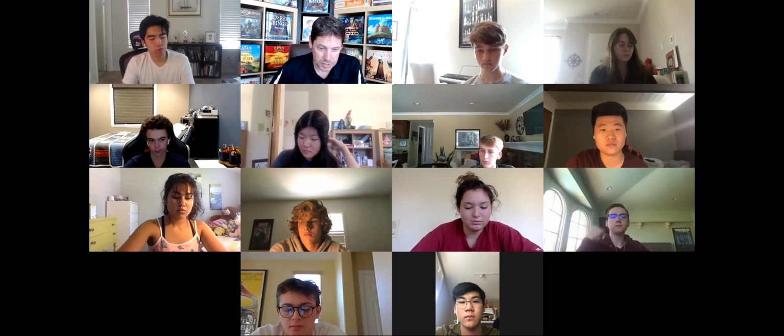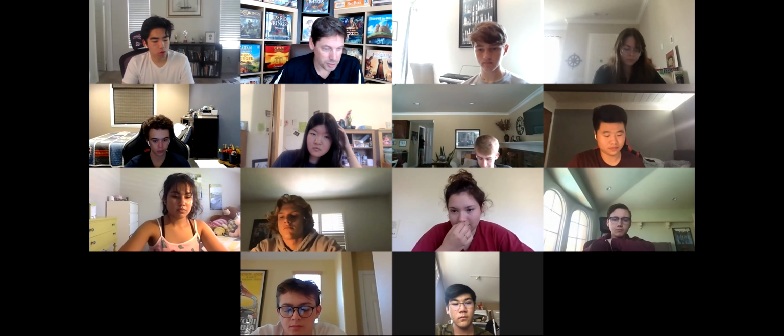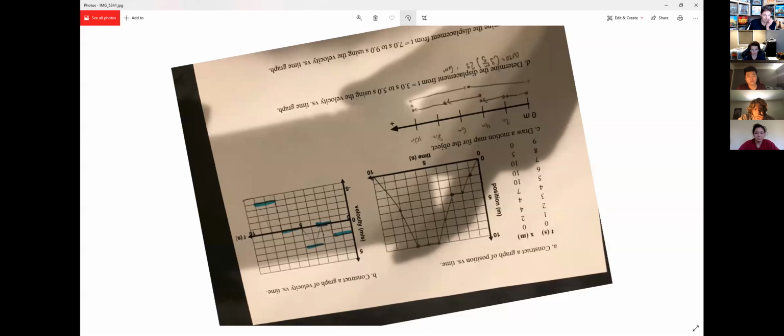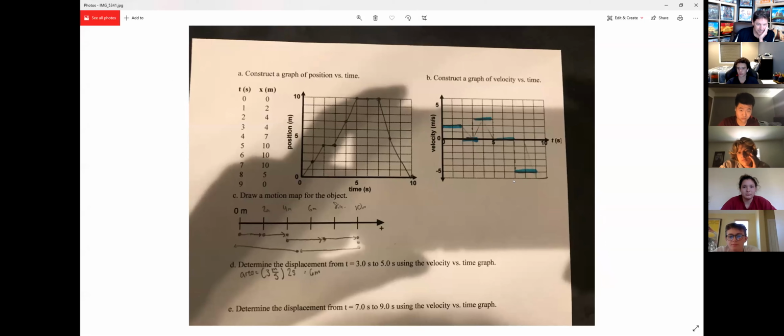All right, page 2, I believe Haley, Mark, and Ryder are going to show us the graphs and motion map. I have to rotate this. There we go.